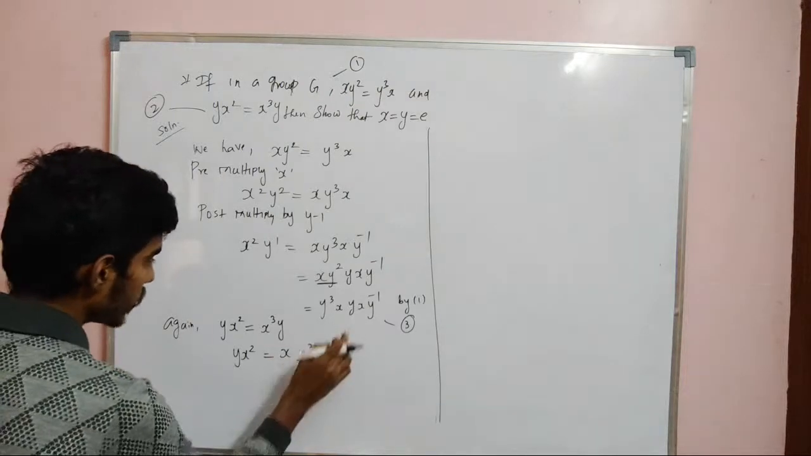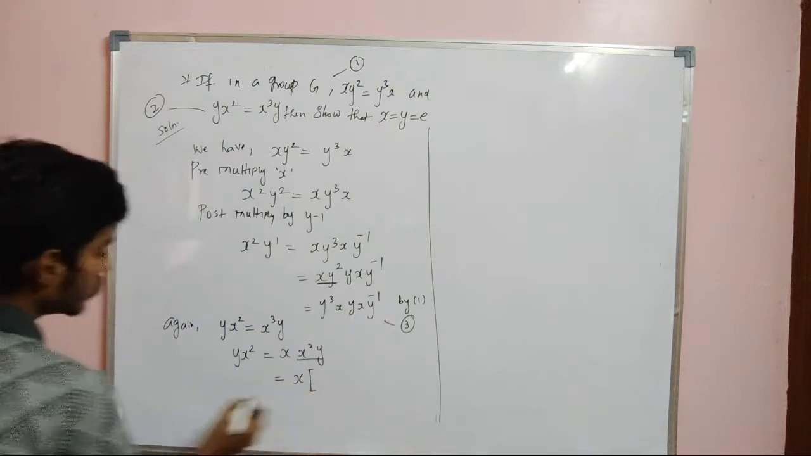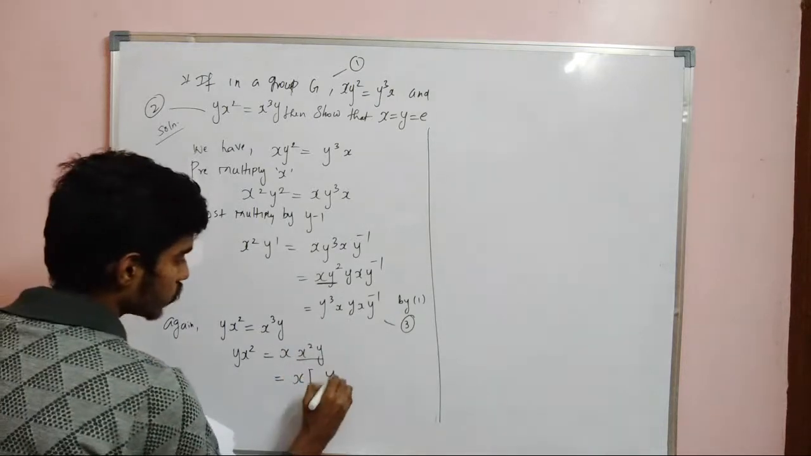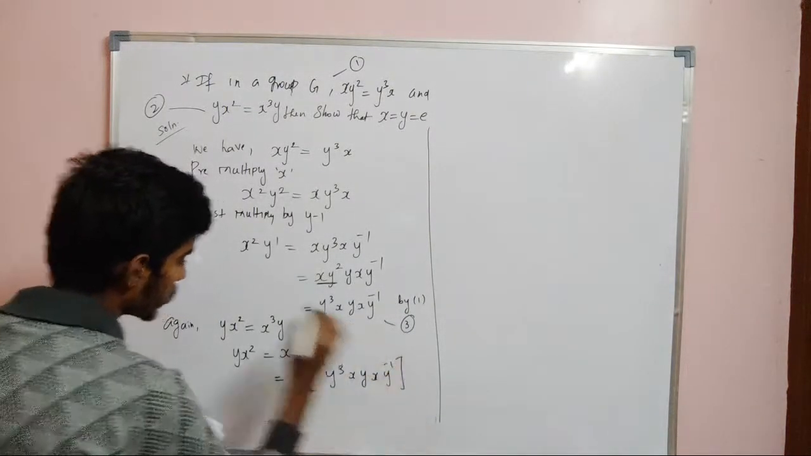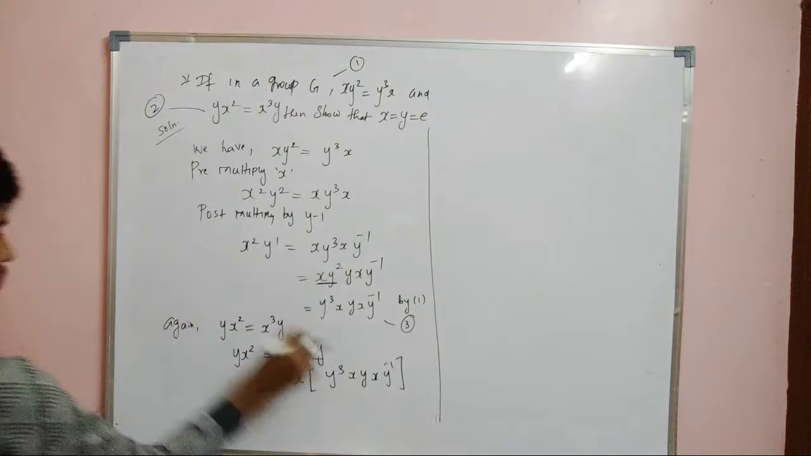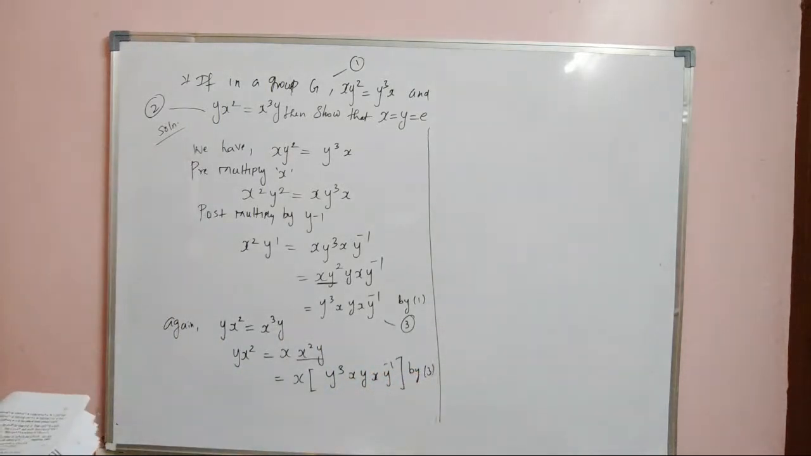We will substitute this value, the x square y value. So this will be x into, so x square y is y cube x y inverse. I am just substituting x square y from equation 3, x square y is equal to y cube x y inverse.